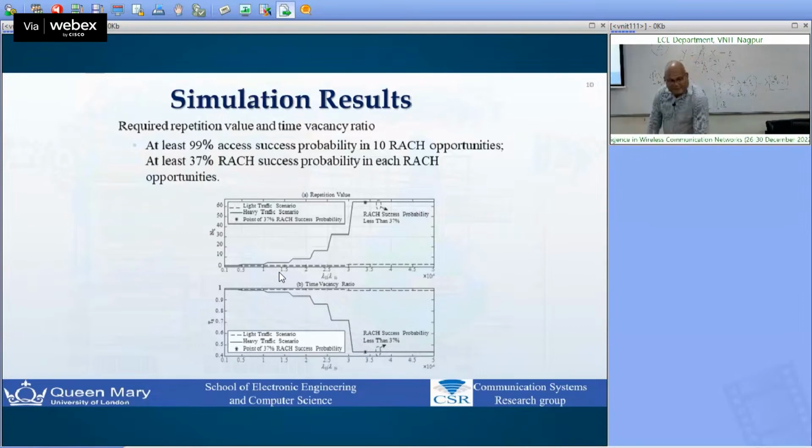I have included all the derivation, but it takes a long time. The conclusion is, if the repetition factor is 64, the device will succeed to establish the connection within 10 attempts with 99% probability. So to achieve 99% success probability within 10 attempts, in each attempt the success probability should be 37%.